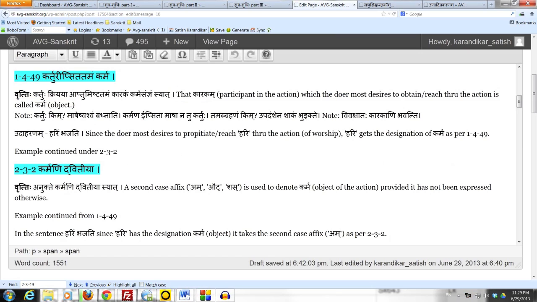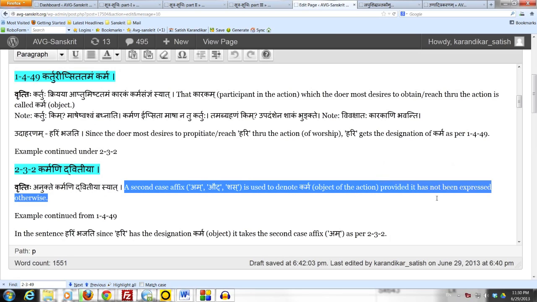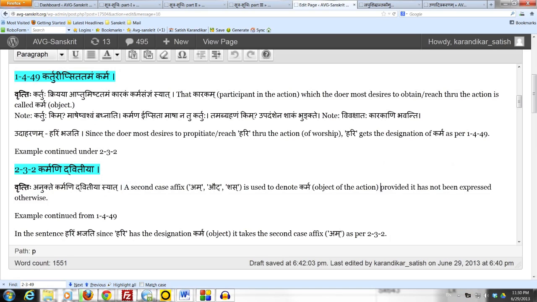Now we take the Sutram 232, Karmani Dvitiya, which tells us that Anukte Karmani Dvitiya Syat, which means that a second case affix, am, au, or shas, Ekavachanam, Dvivachanam, Bahuvachanam, is used to denote karma, the object of the action, but there is a condition here, provided it has not been expressed otherwise.